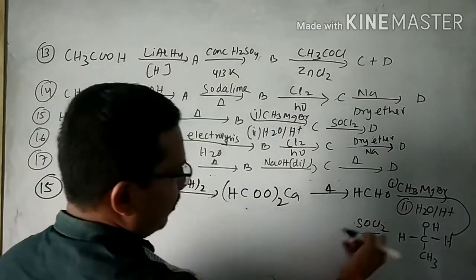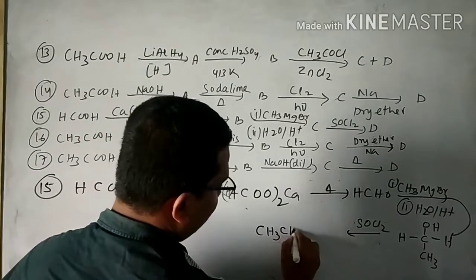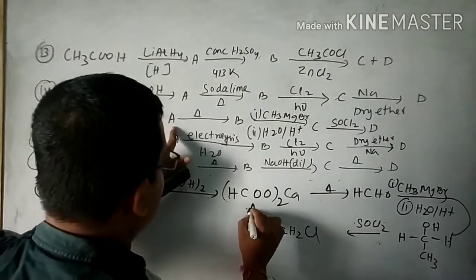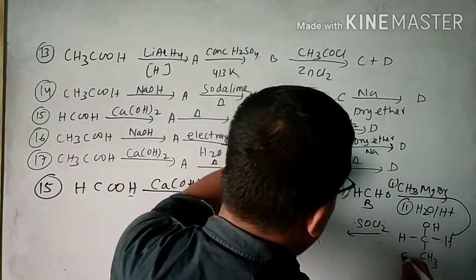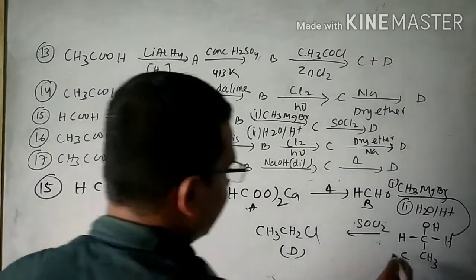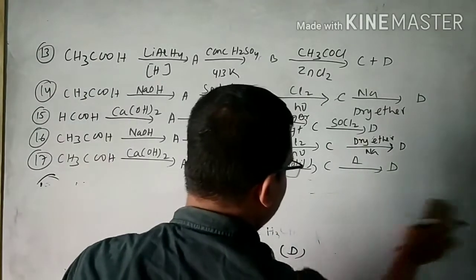Next it is subjected to reaction with SOCl2. Alkyl halide will be formed, that is CH3 CH2 Cl. This is said to be A, this is said to be B, this is said to be C, this is said to be D. Next I will do question number 16.